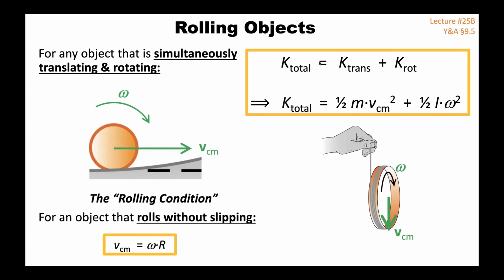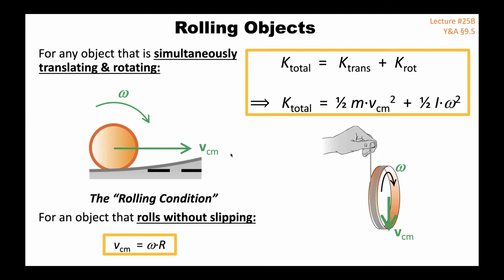This would also apply to any other object, not necessarily rolling on a surface, but when its axis is moving through space translationally at the same time that it is also spinning about that axis. So for example, this unspooling ring right here, or if you have a yo-yo and you drop it while holding the end of the string, something like that. Those also would follow the same sum of translational plus rotational energy.